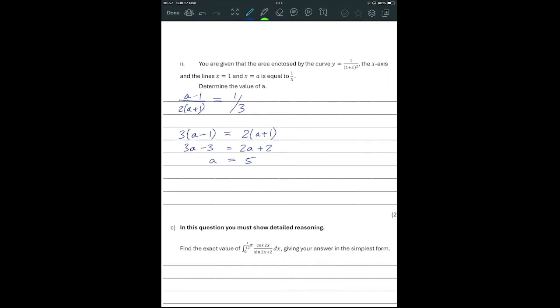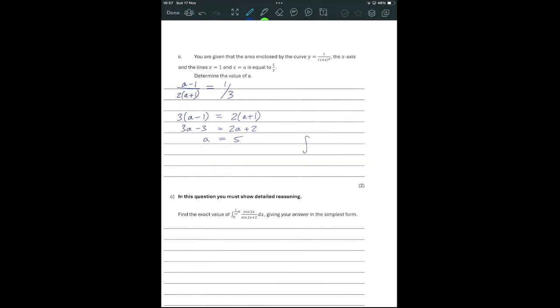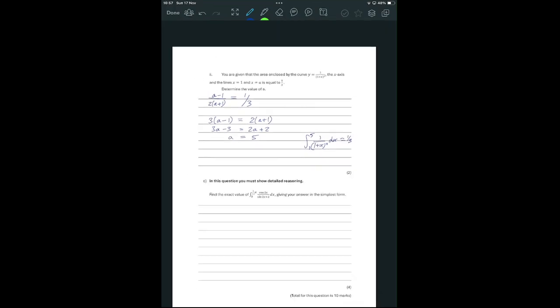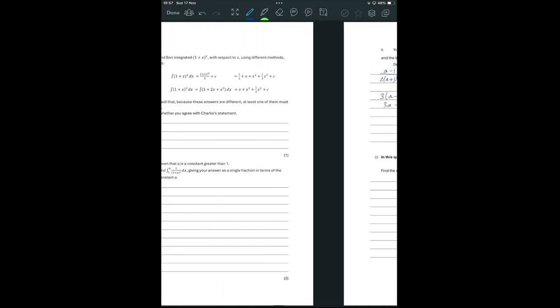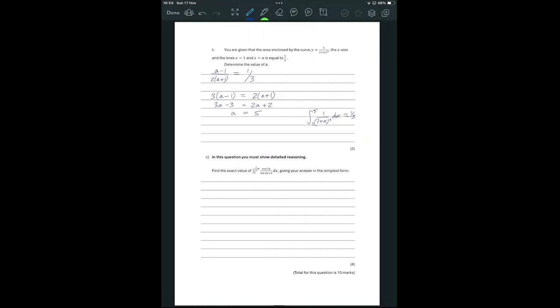And at this point, it would be really smart in your calculator to evaluate the integral between 1 and 5 of 1 over 1 plus x squared dx using your calculator's special abilities. If you type that integral in, unfortunately I don't have my graphical calculator with me, you should get 1/3, and you can be then very happy that you've done probably both part A and part BI and part BII correctly.